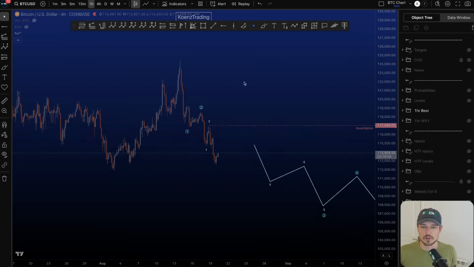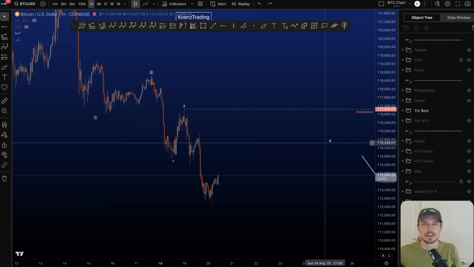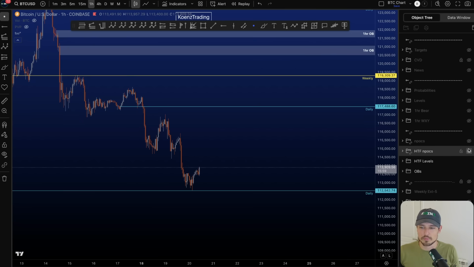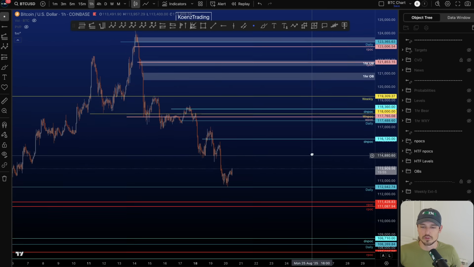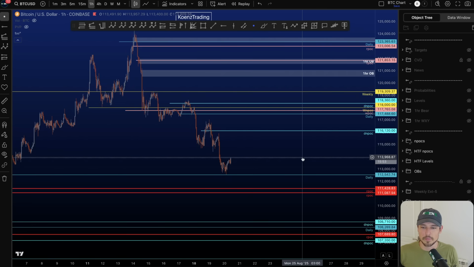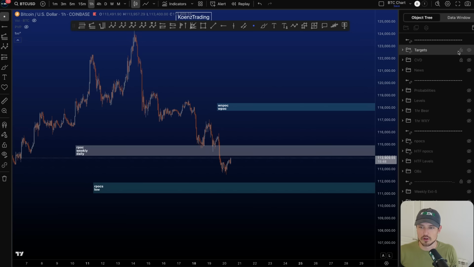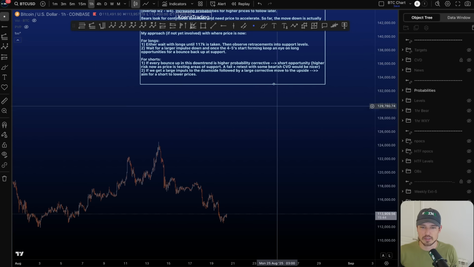Now the invalidation of this particular scenario is, and there you go, 117K. If we then look at the levels, so my support and resistance levels, this is what I currently have on my chart, so feel free to copy them if you want to, right? And then we get to the probabilities and my approach. So the probabilities and my approach, there we go, there is the text box.